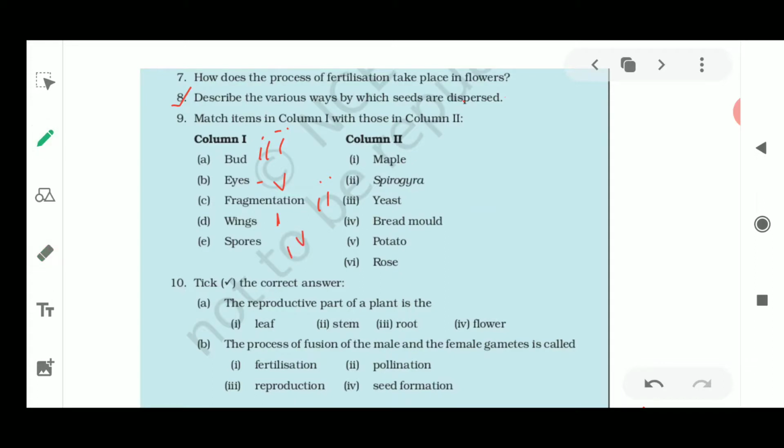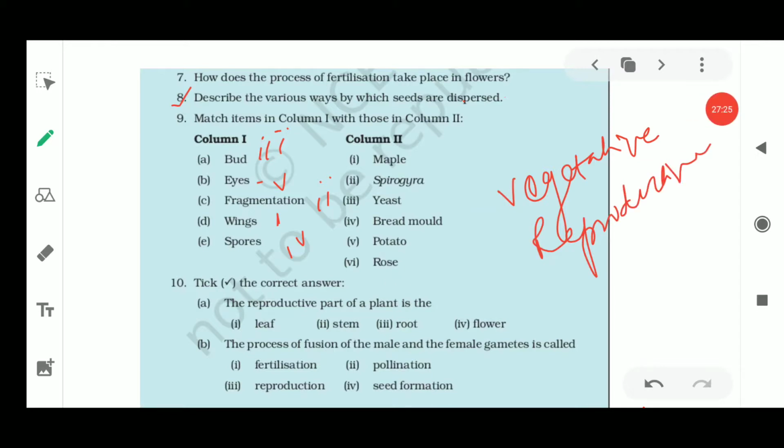Okay, so this was about the match the column. We'll now take the correct option. The reproductive part of a plant is known as what? So in plants there are two parts. One is called vegetative part and the second is known as the reproductive part. Vegetative parts were the stem, leaves and roots. So we have this option, stem, leaves and roots.